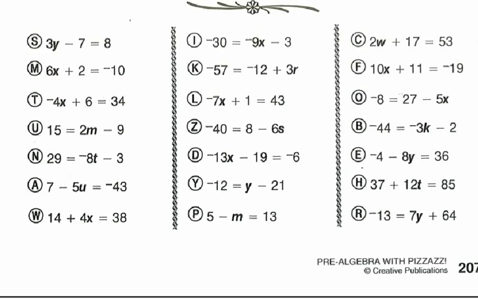So I'm just going to pick some. Let's do K, and let's do B, and we'll do Y. Okay, so we're going to do those three, and go ahead and try them yourself first, and then watch me work them out and see if you got the same thing that I got. So we're going to start with K.